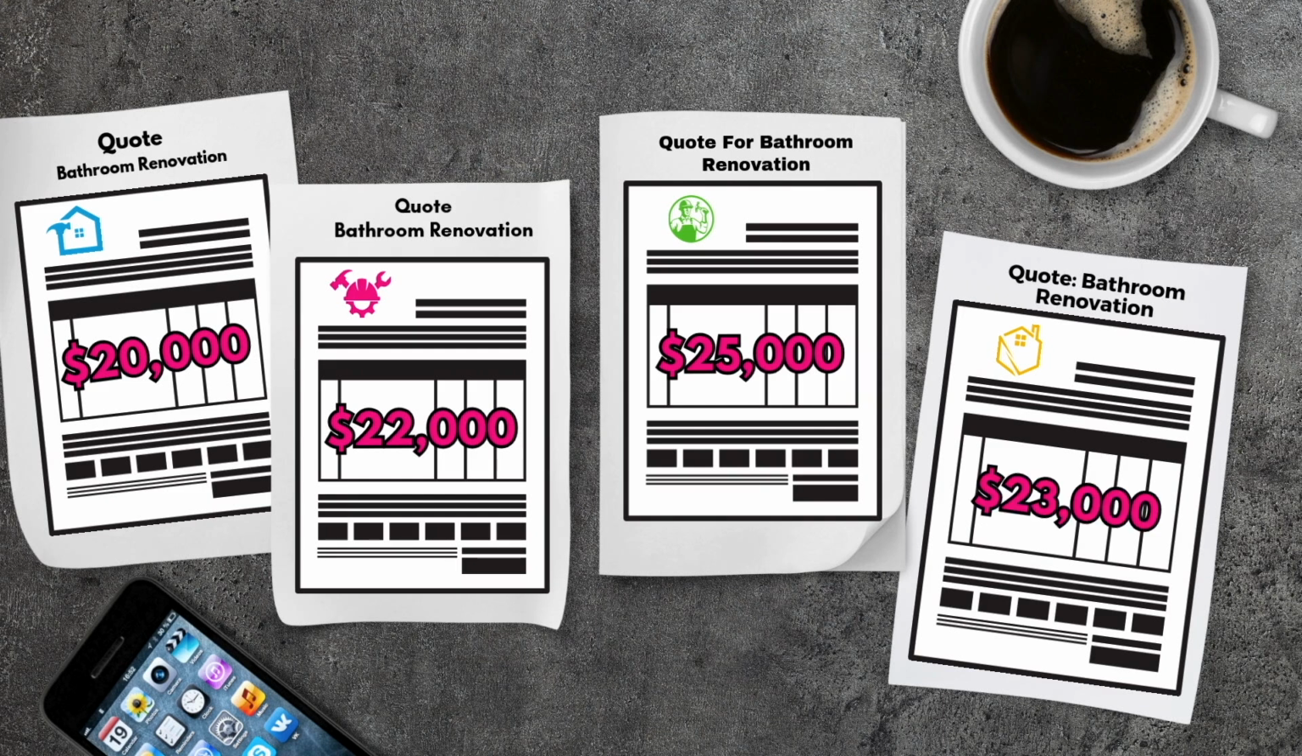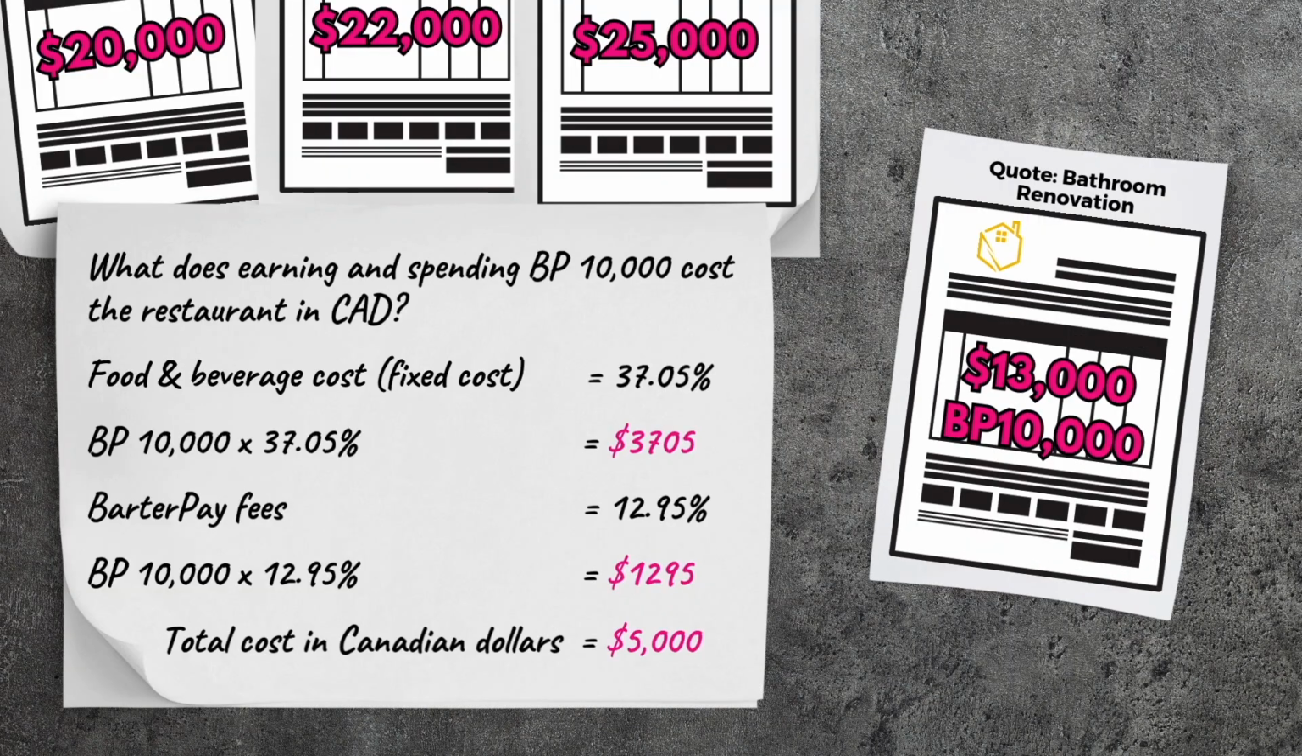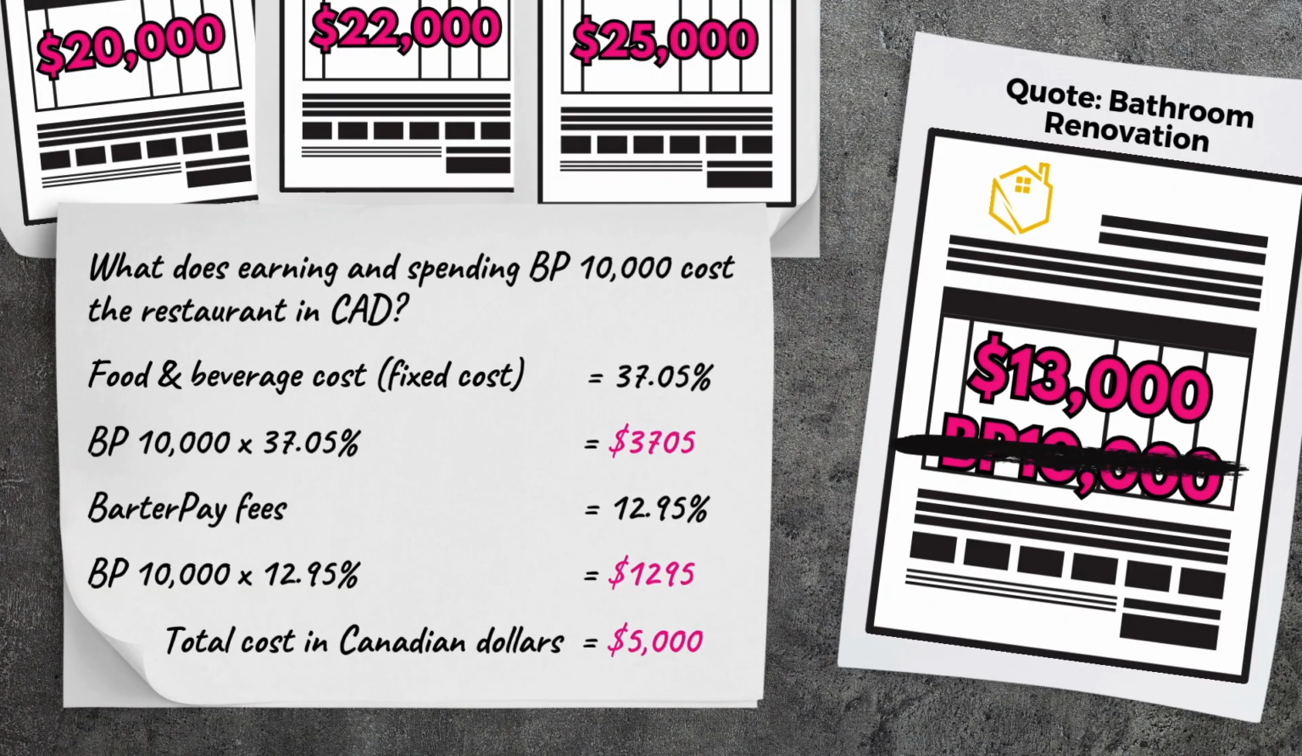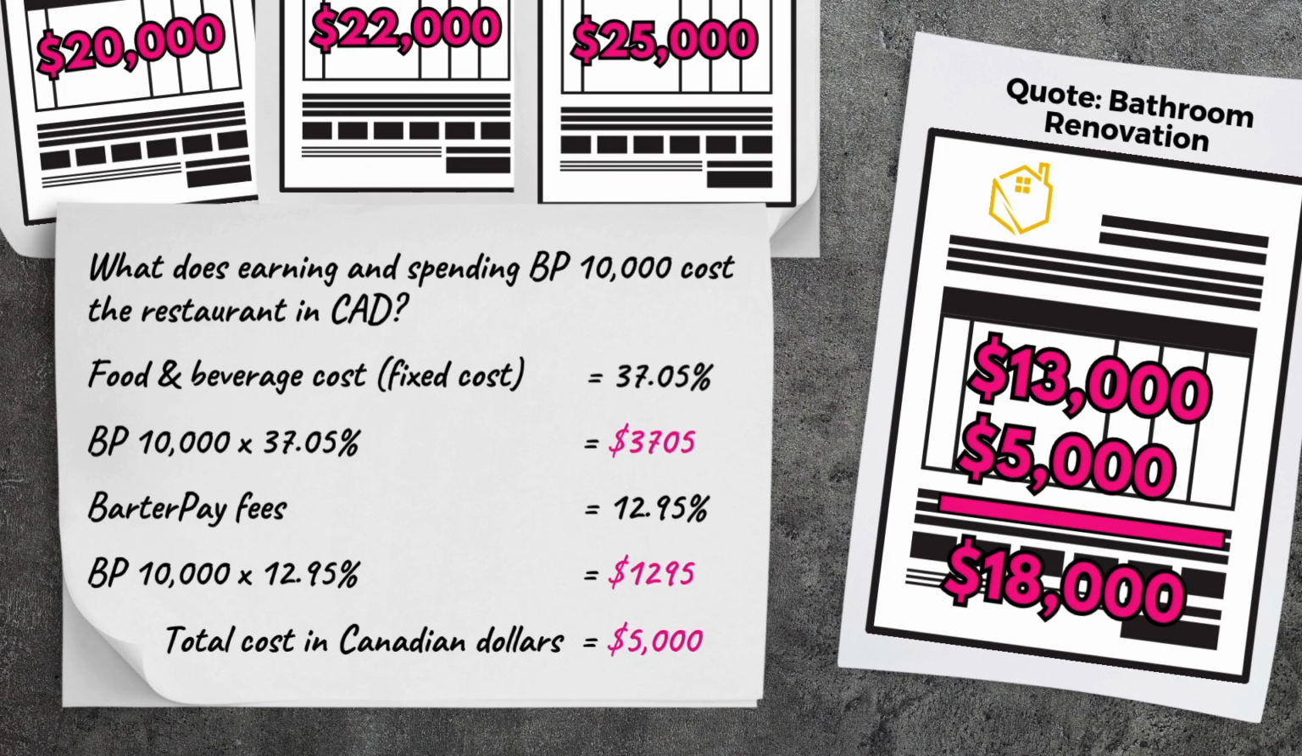In that video, we had 4 different quotes from companies who could do a bathroom renovation in a restaurant, and we concluded that the quote for $23,000, with $13,000 in cash and $10,000 in barter, was actually the cheapest quote. We showed that the $10,000 in barter credits only cost the restaurant $5,000 in Canadian dollars, so the true cost was actually $18,000 Canadian.